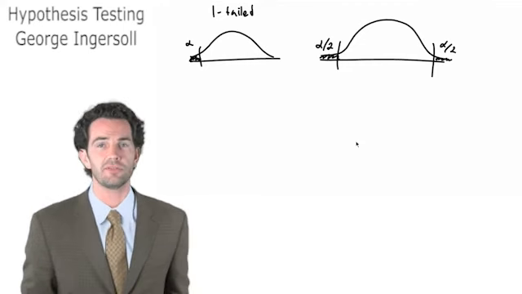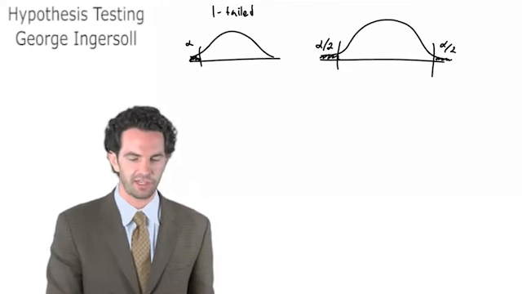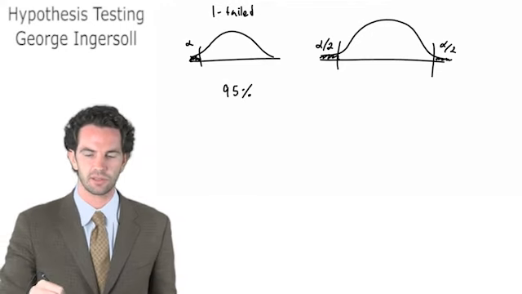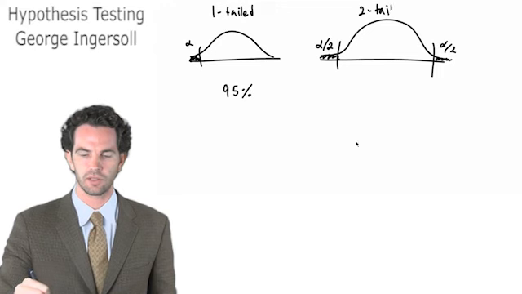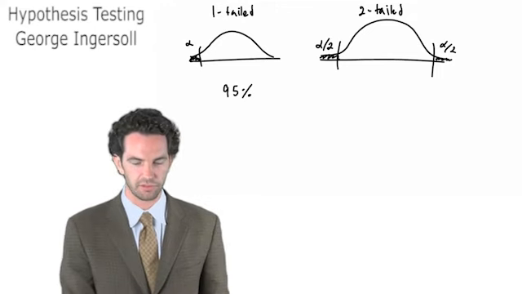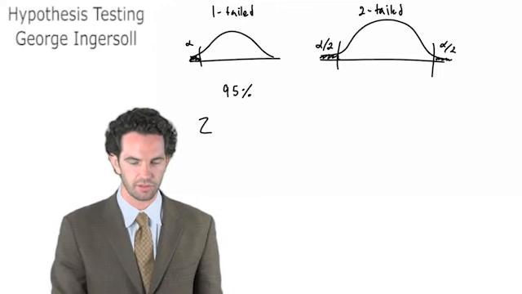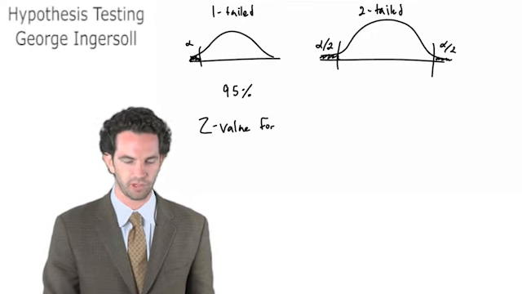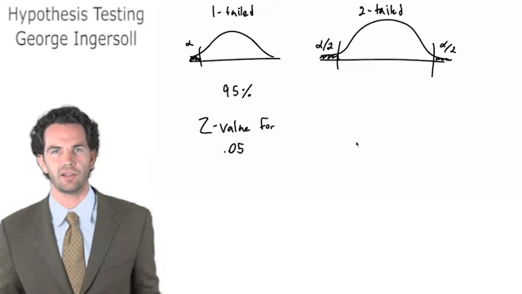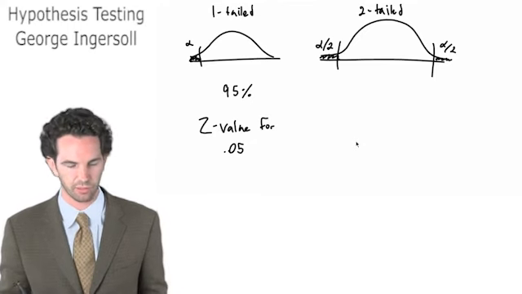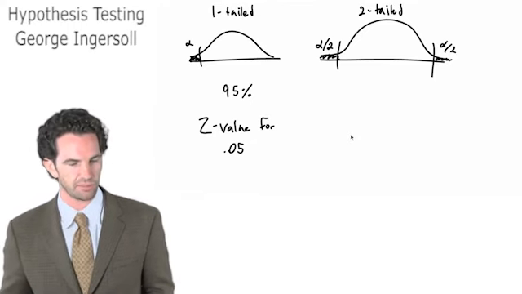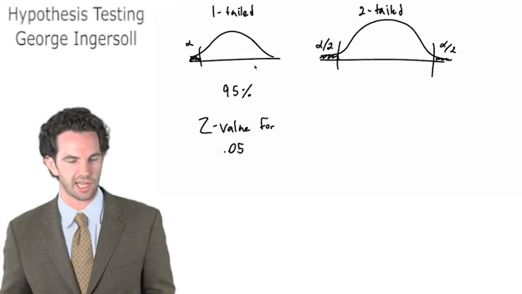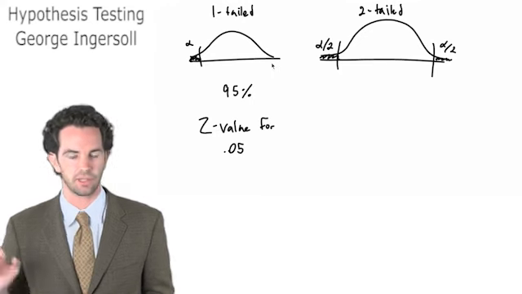So, for instance, if you're looking for 95% confidence in a one-tailed test, you're going to look up the z-value for 0.05 or 0.95, whichever you prefer, whichever side you're dealing with. But in this case, you'd be looking at the z-value for 0.05 based on the way I drew this. Of course, I could have switched sides on this thing. It could have been over here.